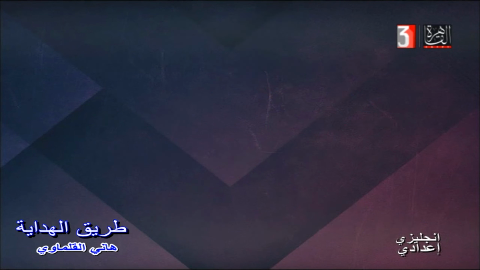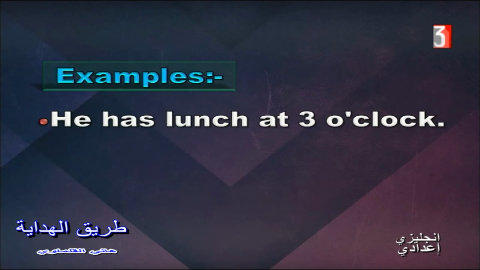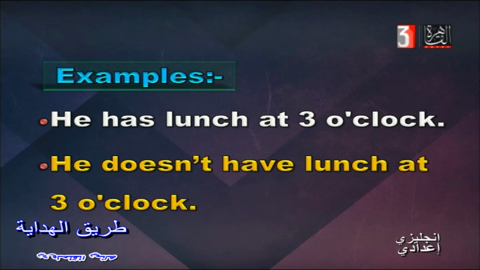So let's have some examples in order to reinforce our idea. He has lunch at 3 o'clock. The tense of the sentence is present simple. Can you change it into negative? Yes, excellent students. He doesn't have lunch at 3 o'clock. Of course, we have here verb subject agreement. So we should put doesn't in order to change the sentence into negative.